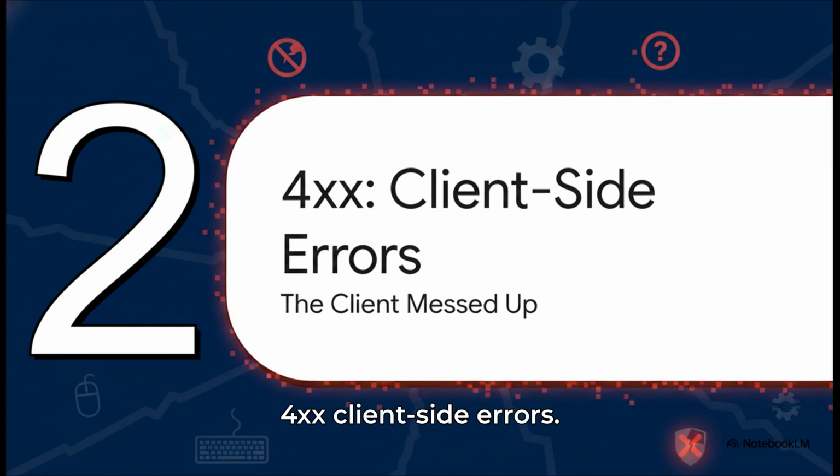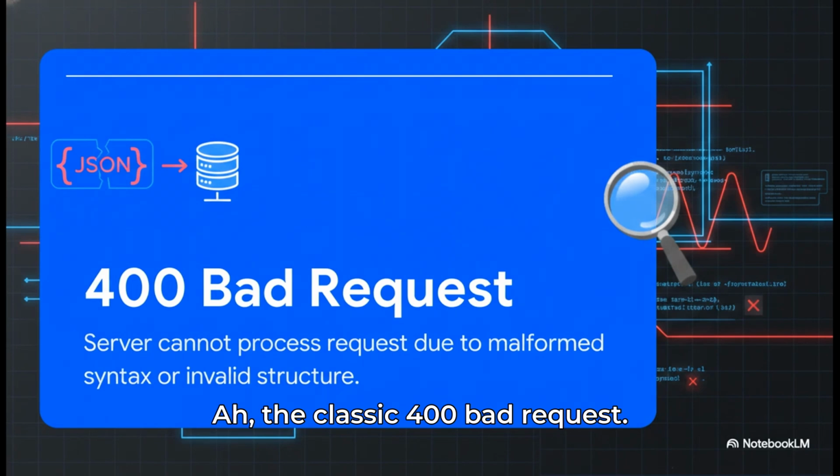4xx client-side errors. The client messed up. The classic 400 bad request. Think of this as a total structural failure. Imagine a client sending a JSON payload but forgetting a closing bracket, or formatting a URL entirely wrong. The server looks at that incoming request and basically says, I can't even read this. It violates the core HTTP syntax rules, meaning the server simply can't parse it to take any further action. It's stopped right at the front door.